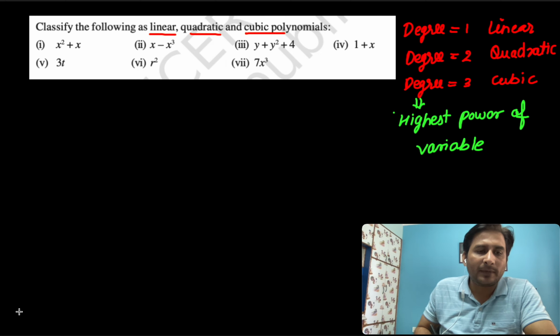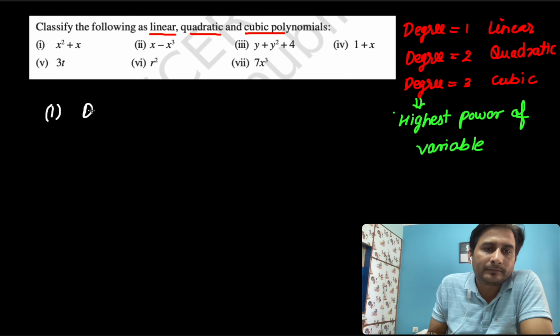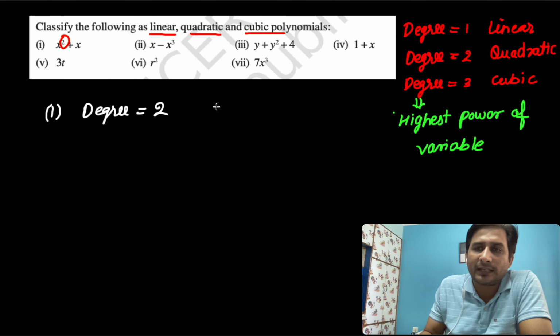Now look at the first part. In the first part, what is the highest power of variable? Yes, it's 2. The highest power of variable is 2 in this case. So what is this type of polynomial called? Quadratic. Right.